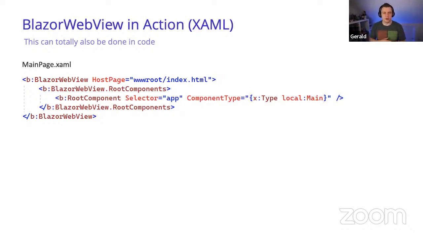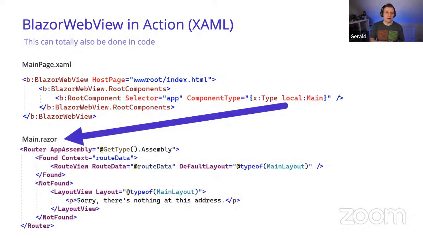I will show you that in code in a little bit. And we just have an app selector, which is an HTML element. And inside of that div, we're going to load our whole Blazor application. And then the component type, there we point to that main.razor in this case. And that's where we find the whole router thing again, right? So that bootstraps our whole Blazor application. That shows us where the routes are for the pages. And that's going to actually show us the things that we want to see.